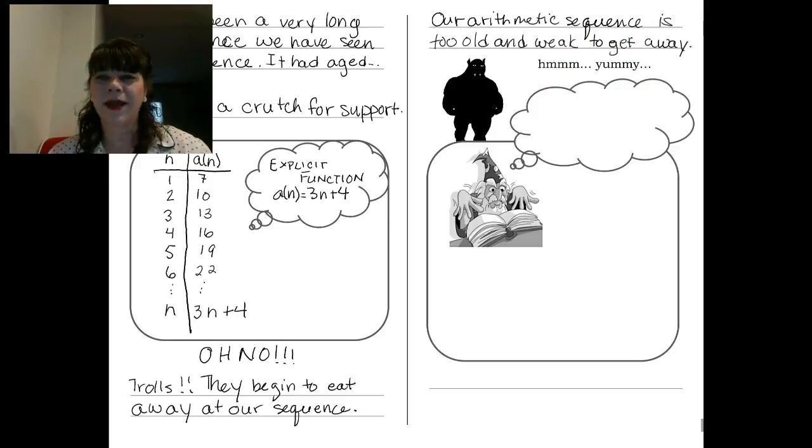Okay, so where am I going with this? Oh my goodness. All right, so what's going to happen next? Well, as you can see in our story, we've got a wizard, a kindly wizard. Okay, so a kindly wizard casts a spell.